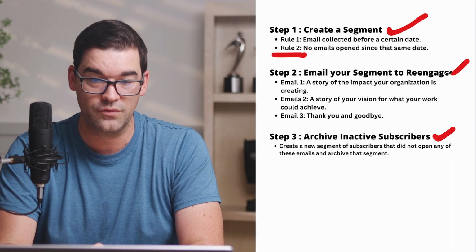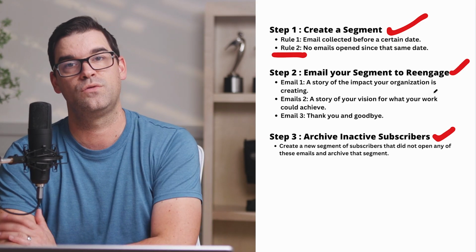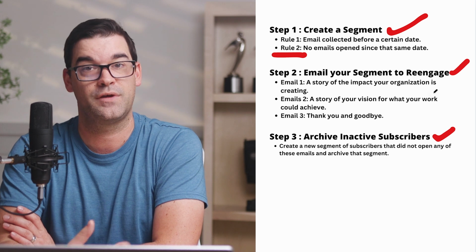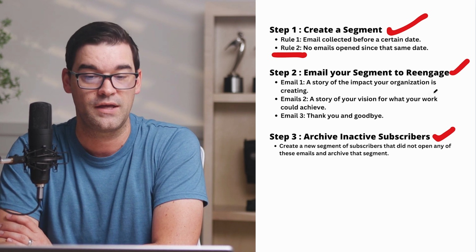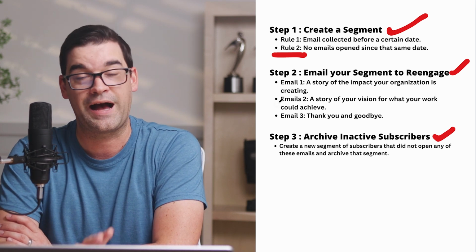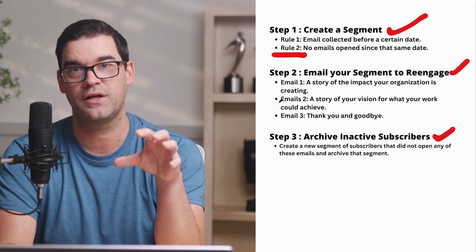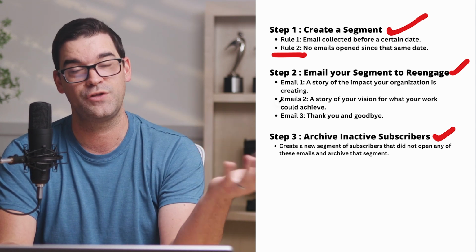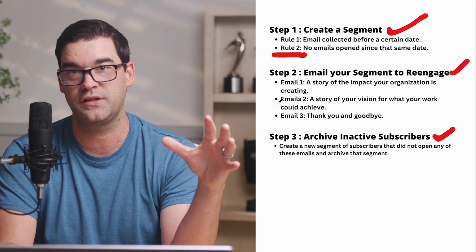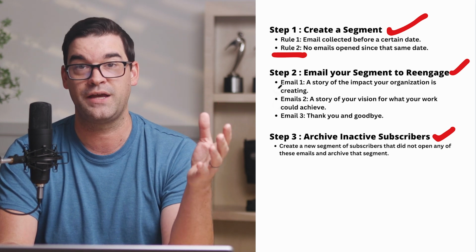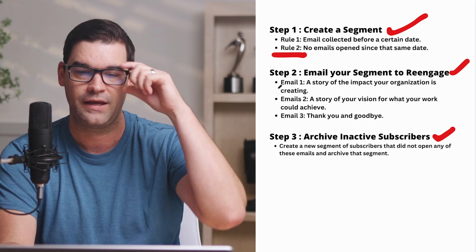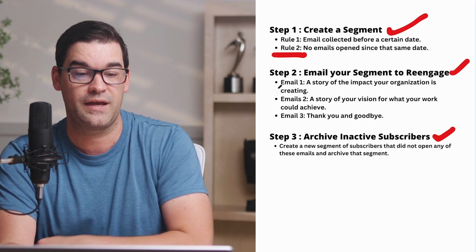Now, step 2 is that we want to email your segment to re-engage. Now we have a segment. We know the list of people that aren't engaging. We want to get them re-engaged. I recommend a 3-part email sequence. If you want the exact sequence that I have set up as a template, you can find those templates. There's a link below, completely free. You can download them, copy, paste, do a little bit of the Mad Libs, and you're good to go. You're set up with those 3 campaigns.